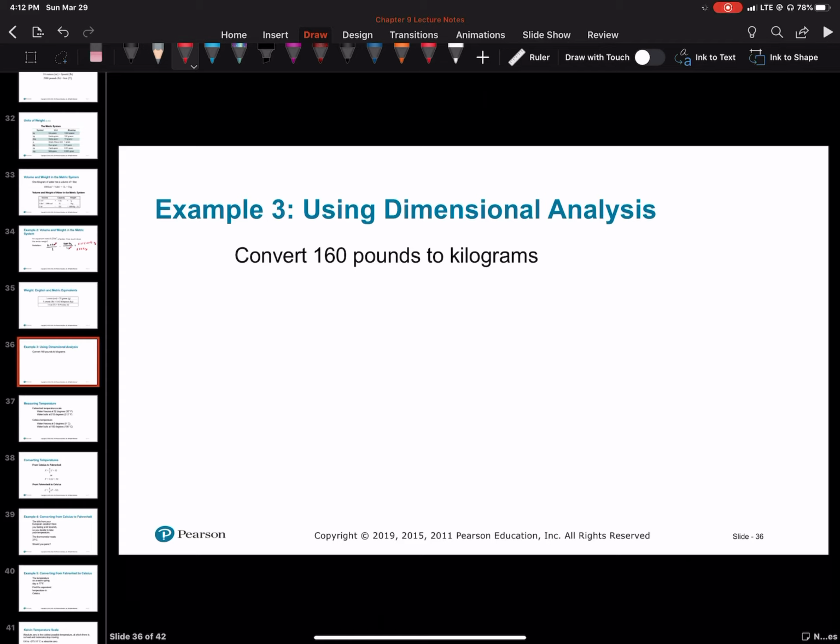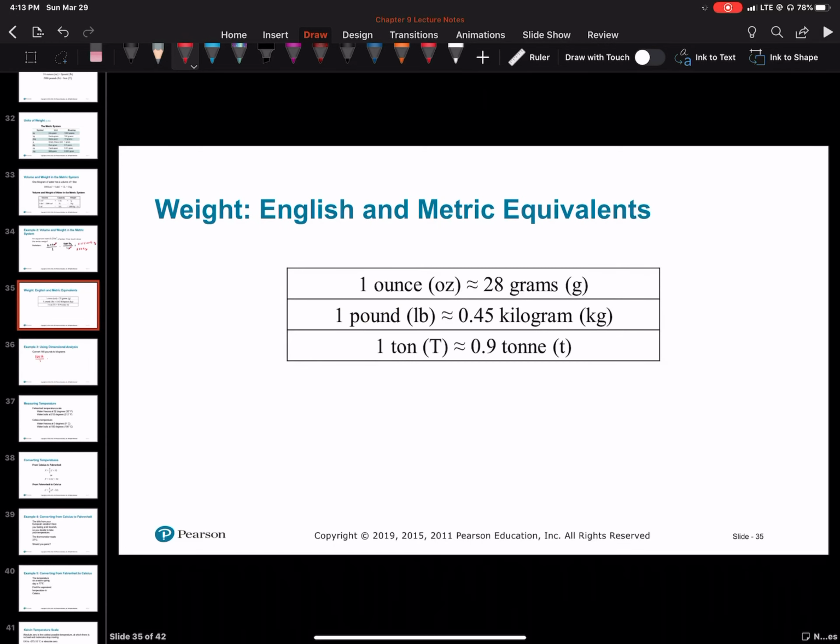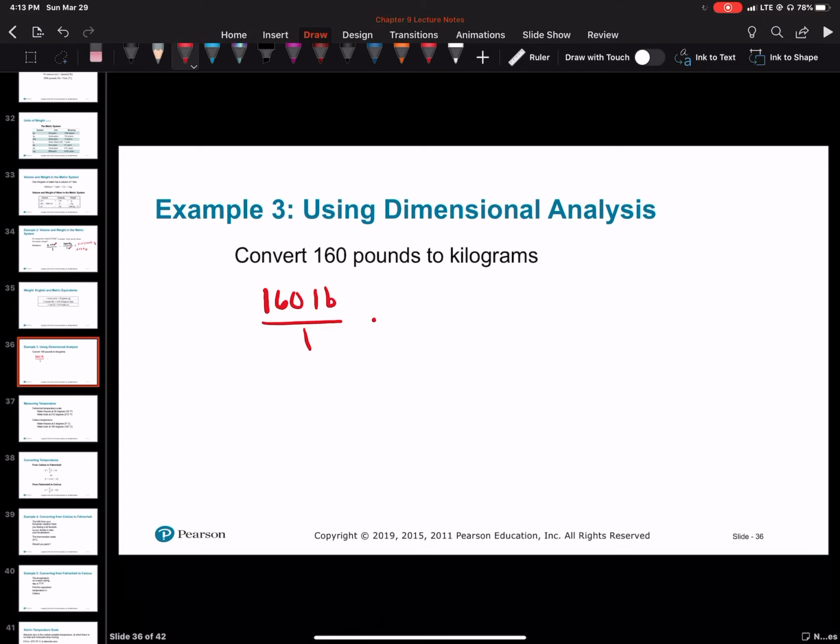So our first thing, we want to convert 160 pounds to kilograms. So we have 160 pounds over 1 times. Now, if you remember in the previous slide, we said that we have 0.45 kilograms per 1 pound. So that's the unit fraction that we're going to use. So we got 0.45 kilograms over 1 pound.